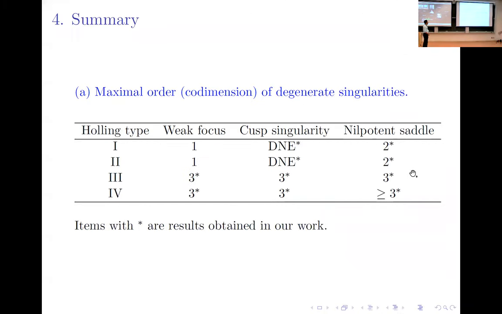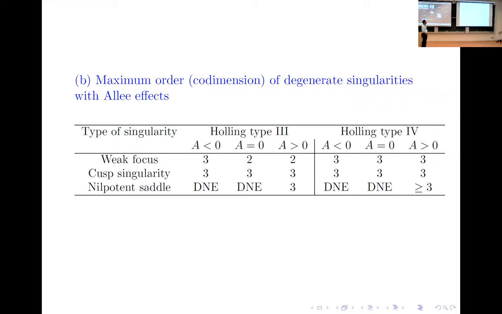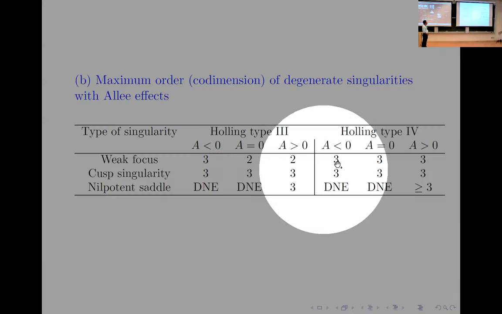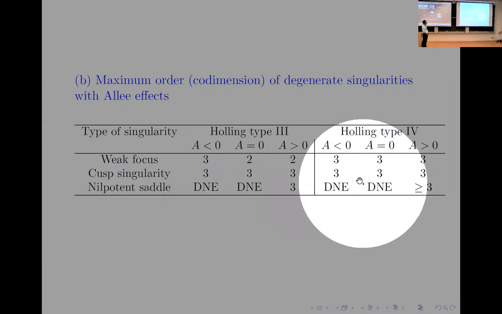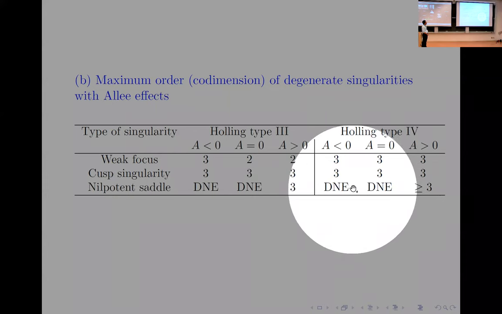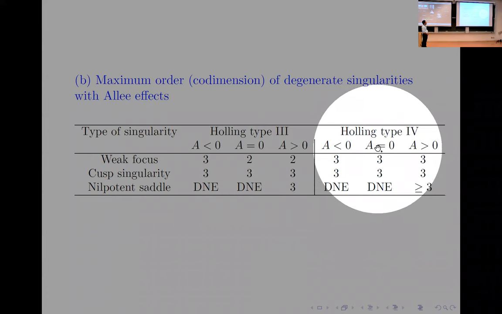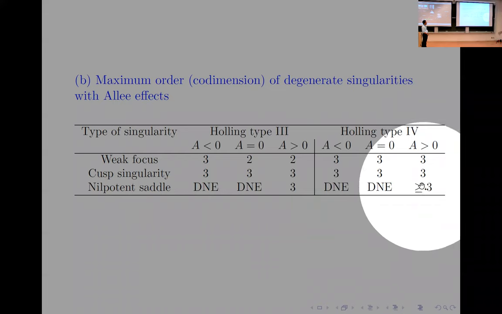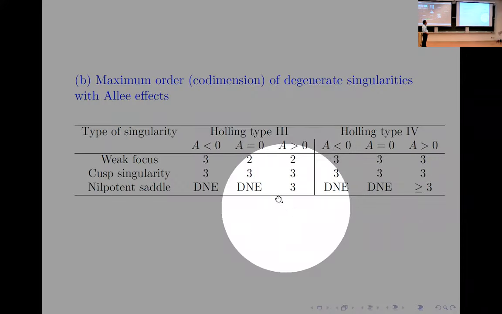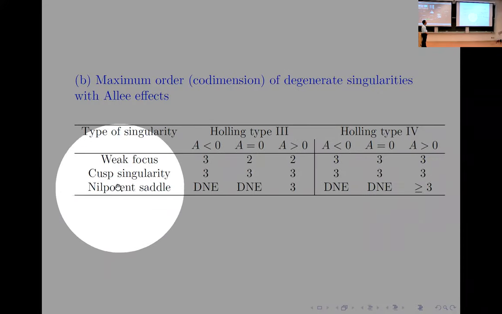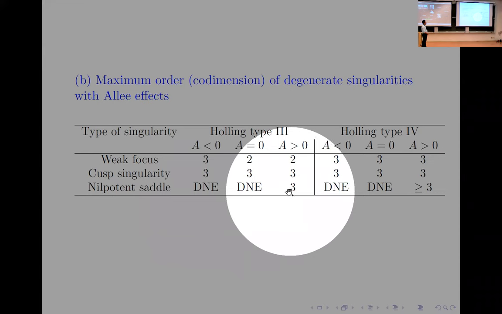And let's incorporate the Allee factor and consider the codimension. For Holling type 4, for the nilpotent saddle, for a less than or equal to 0 we don't have a nilpotent saddle. For a greater than 0, we have the nilpotent saddle with codimension greater than 3. While for Holling type 3, the nilpotent saddle is exactly codimension 3.